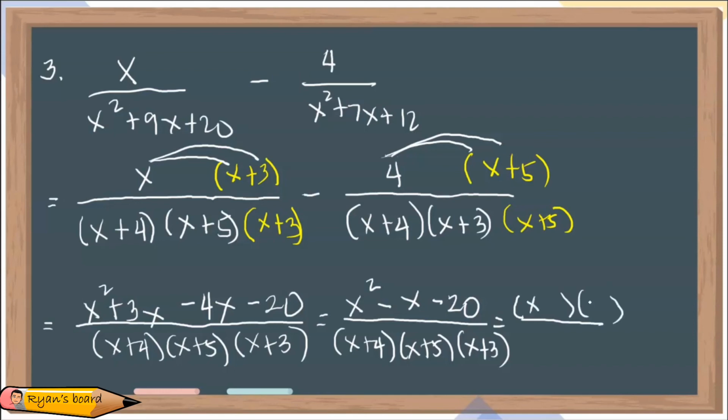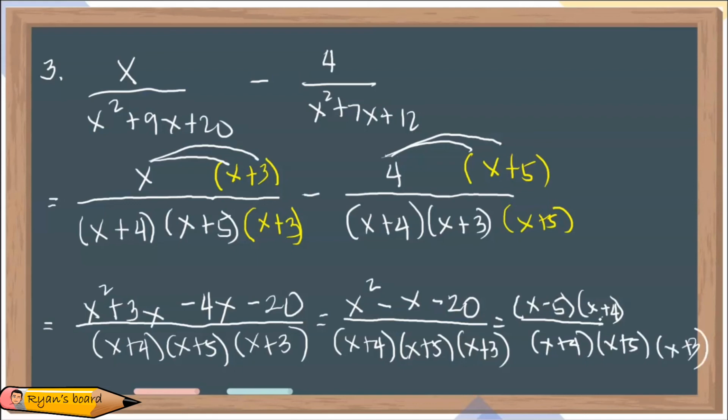So, we have x. Okay. Ano ang factors ng negative 20 na pag ipa-plus ay negative 1? That's negative 5 tsaka positive 4. Okay? Kasi negative 5 times 4 is negative 20. Negative 5 plus 4, that's negative 1. Kasi merong 1 dito sa x, no? Then we copy the denominator na x plus 4, x plus 5, and x plus 3.